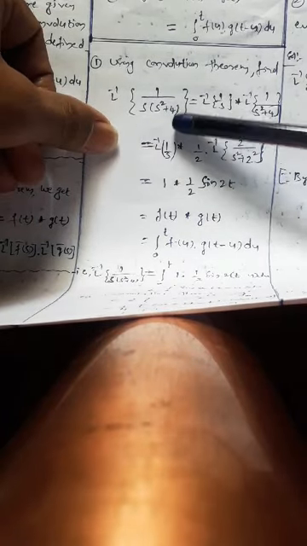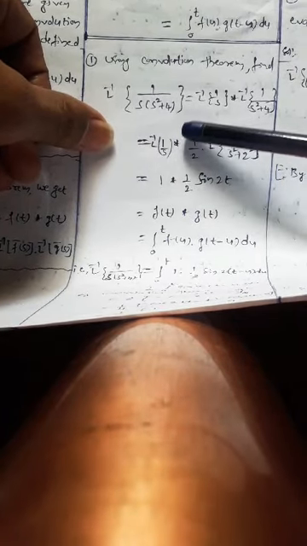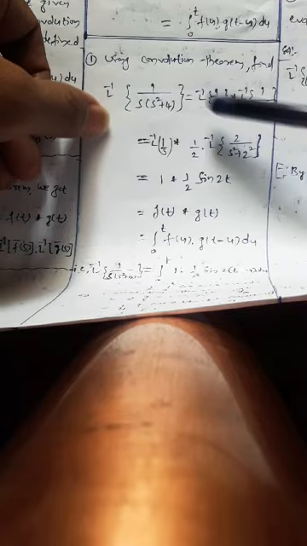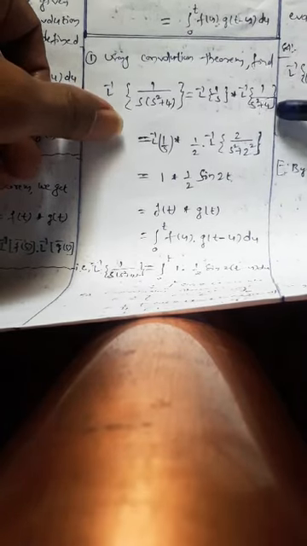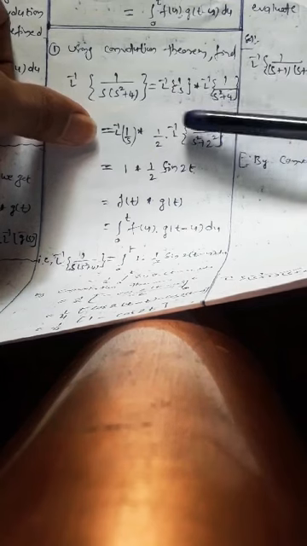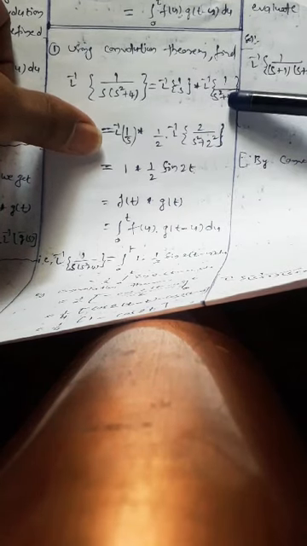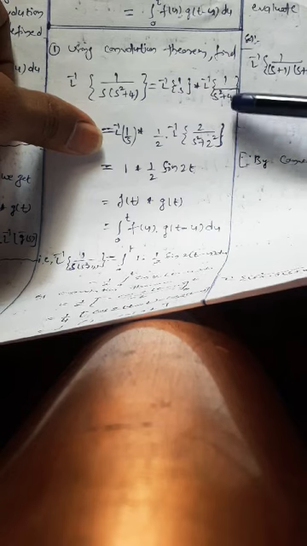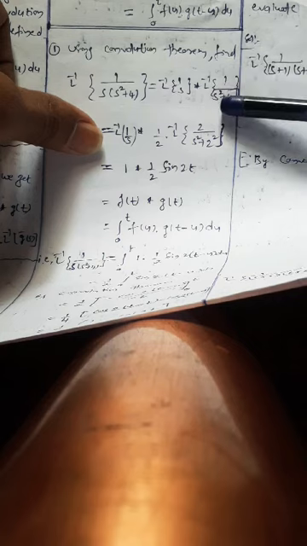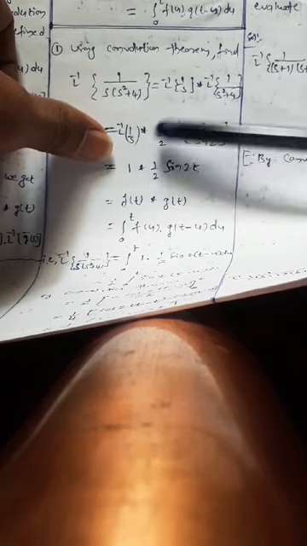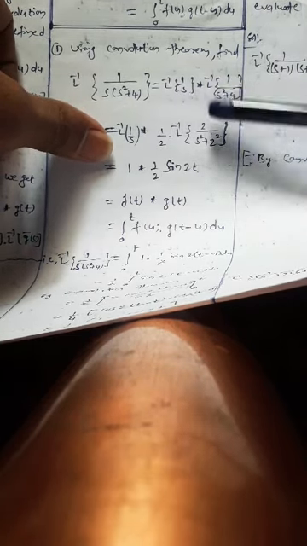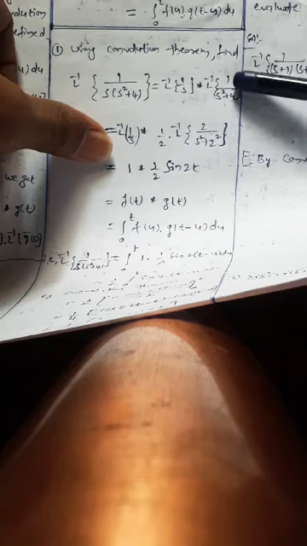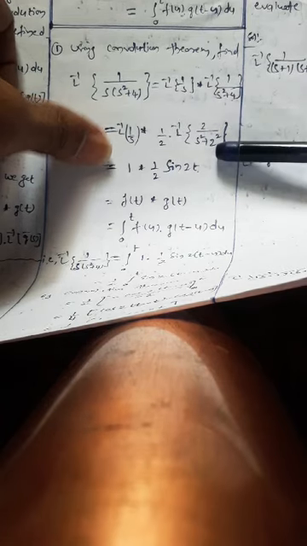Okay, L inverse of 1 by s into s square plus 4. We have to write them individually: L inverse of 1 by s multiplied by L inverse of 1 by s square plus 4. Now we are forming this into the formula. For the sin at formula, we simply multiply and divide by 2. So we have L inverse of 1 by s, multiplied by 1 by 2 L inverse of 2 by s square plus 4, which can be written as 2 square.